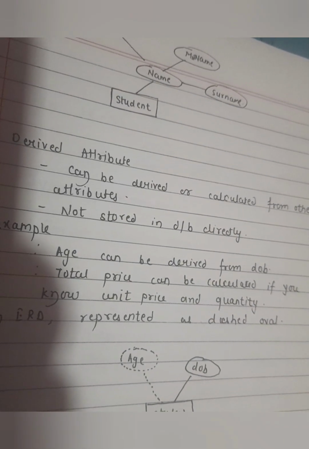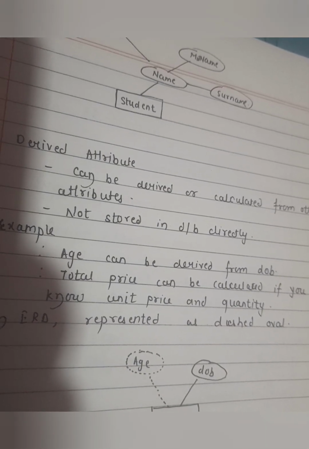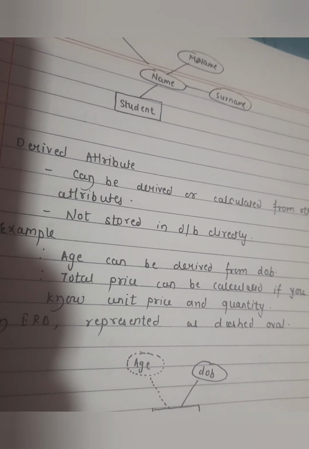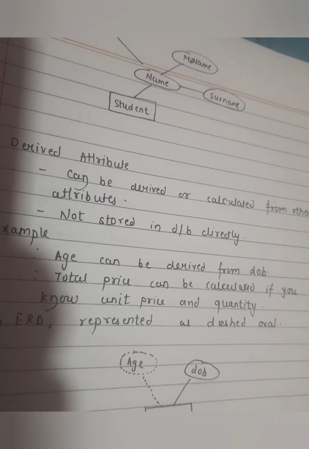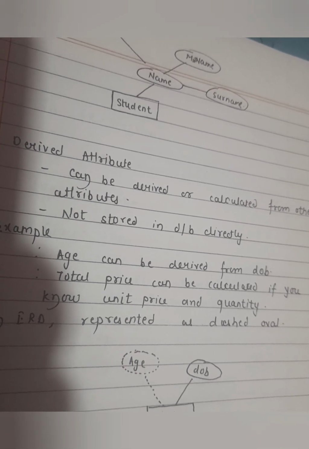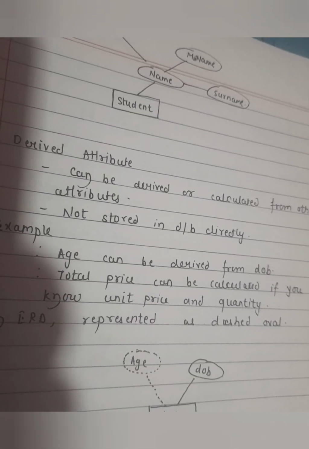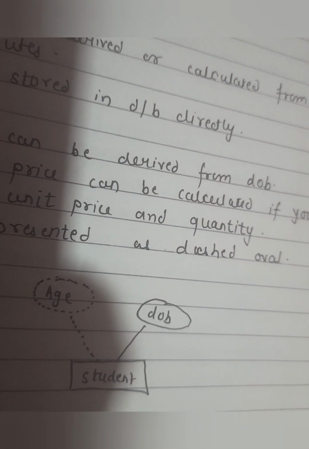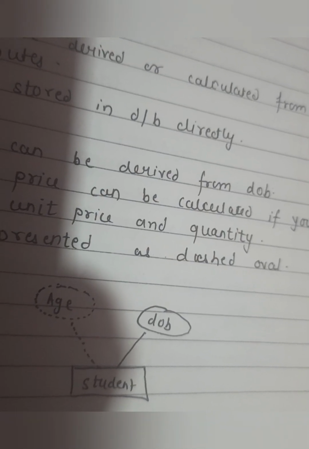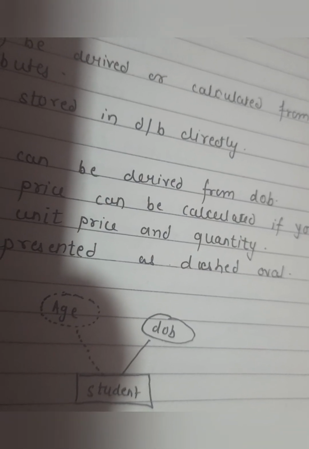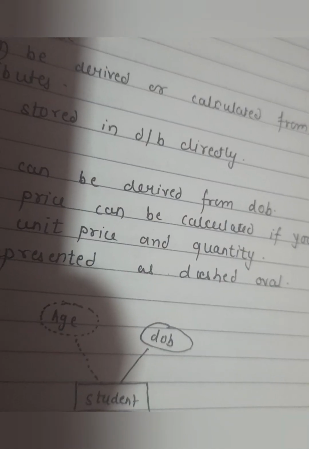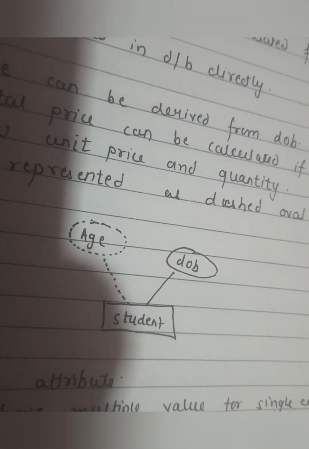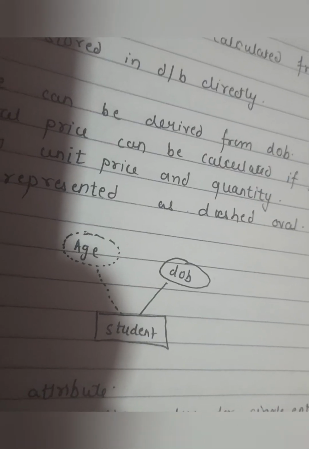So both age and the total price that you can calculate can be treated as derived attributes. In an ERD, this is generally represented in a dashed oval. Now let's see an example. Again, the student entity, we already have a date of birth as a simple attribute. If you derive age from it and represent that in the ERD, it will be enclosed in a dashed oval shape, as you can see clearly in the diagram.